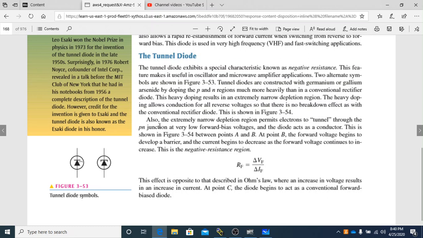It says also the extremely narrow depletion region permits electrons to tunnel through the p-n junction at very low forward bias voltages. The diode acts as a conductor. This is shown in figure 3-54 between points A and B. At point B, the forward voltage begins to develop a barrier and the current begins to decrease as the forward voltage continues to increase. This is the negative resistance region. This effect is opposite to that described in Ohm's law, where an increase in voltage results in an increase in current. At point C, the diode begins to act as a conventional forward bias diode.